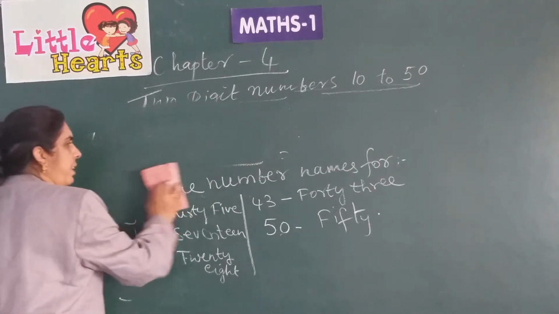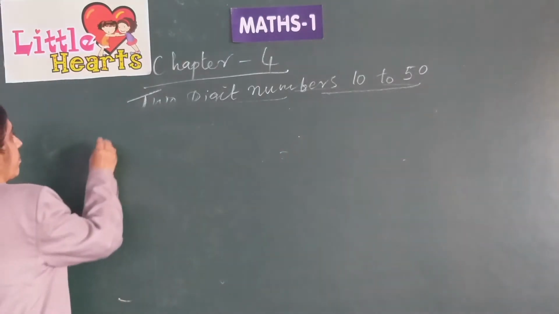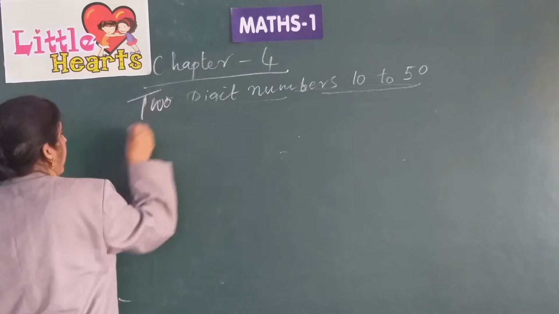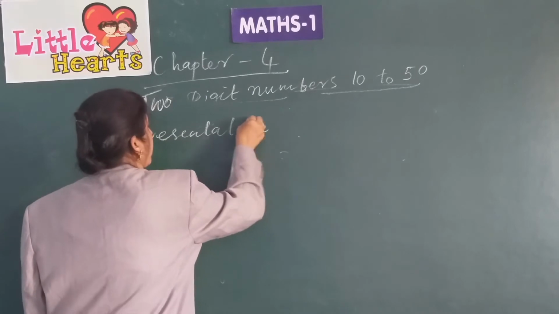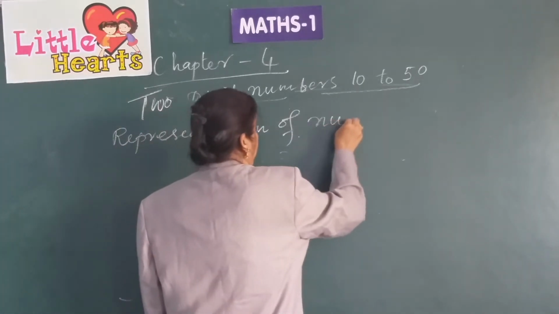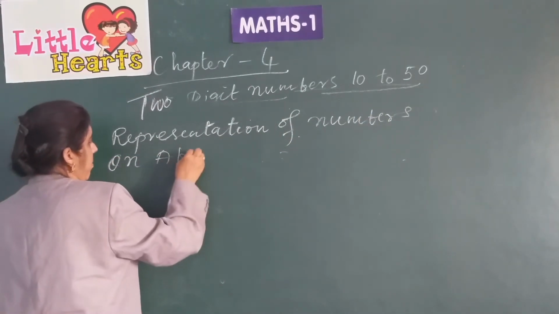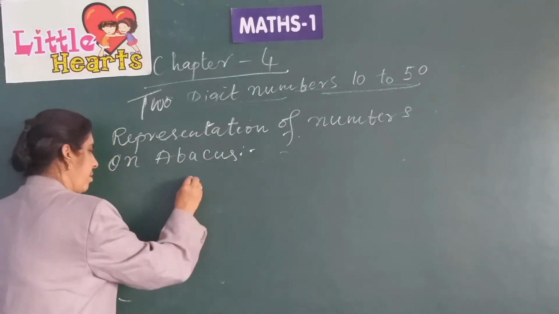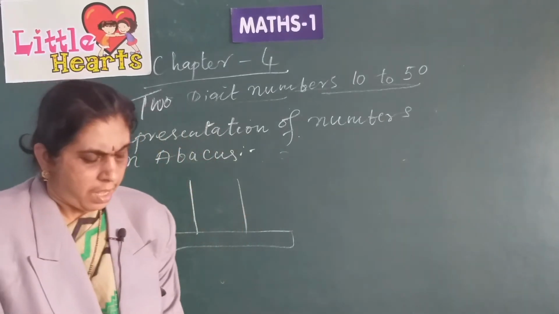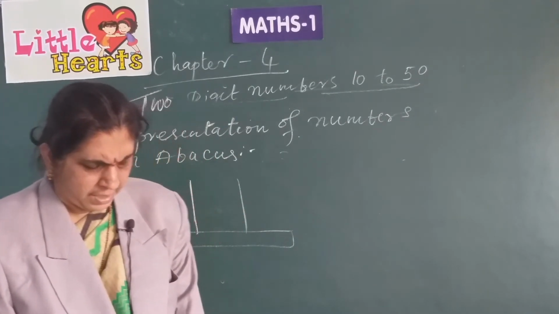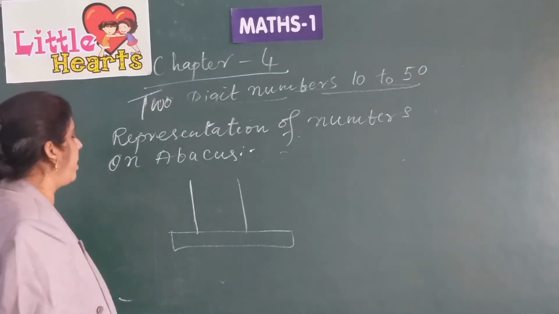Next, children, representation of numbers on abacus. Abacus is a wooden frame with rows of wires along which beads are used for counting numbers.